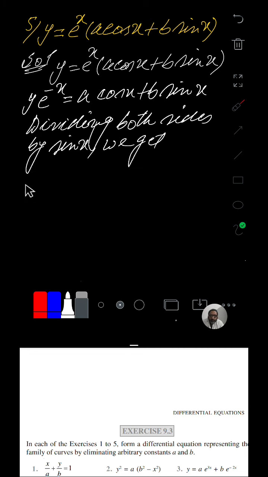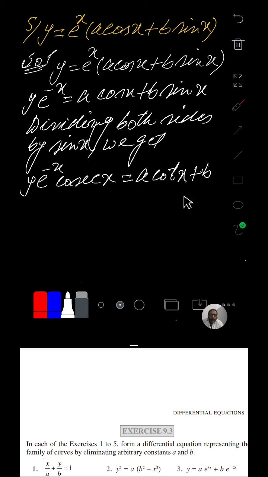On the left hand side we get y e raised to the power minus x cosec x is equal to, on the right hand side, a cos x upon sin x becomes cot x plus, here only b is left when we divide it by sin x. So let it be equation number 1. Now if we differentiate this equation with respect to x, this constant term, that is arbitrary constant b, is eliminated.